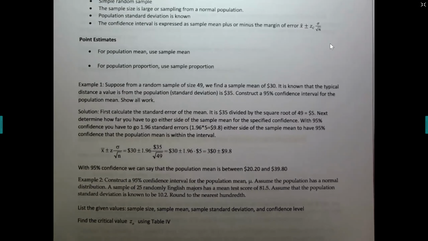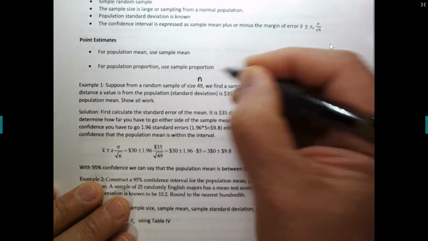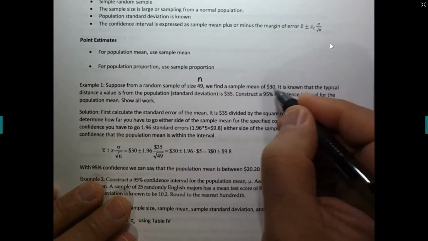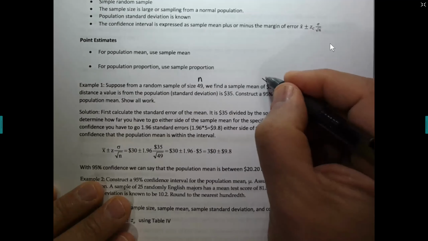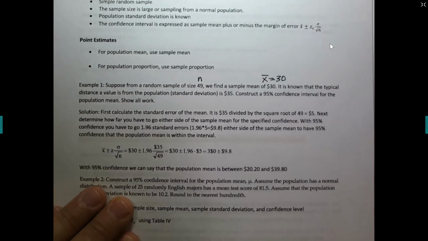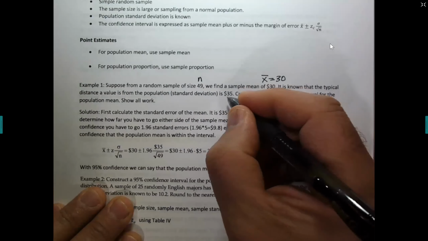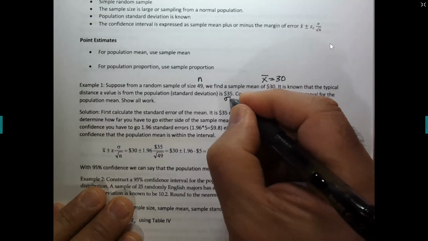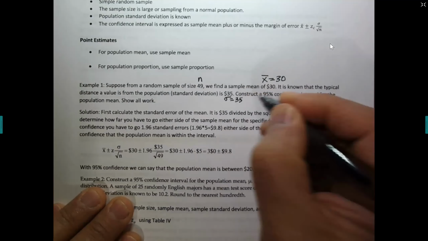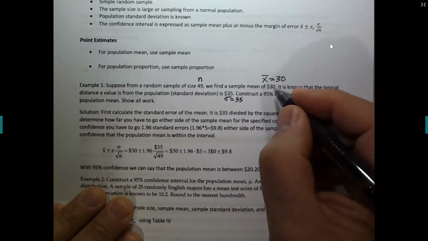Suppose from a random sample of size 49, so N is 49, guys, we find a sample mean of $30. X bar is $30. It is known that the typical distance a value is from the mean, the population standard deviation, is 35. So the population standard deviation sigma is 35. Construct a 95% confidence interval for the population mean.